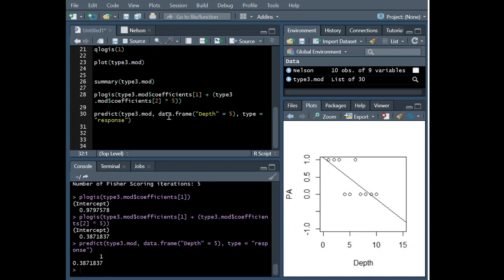So this predict function makes it easy as long as you can remember that it takes a data frame with a labeled column the same as your predictor variable. It has to be the same name. And so this is kind of how the coefficients are working.